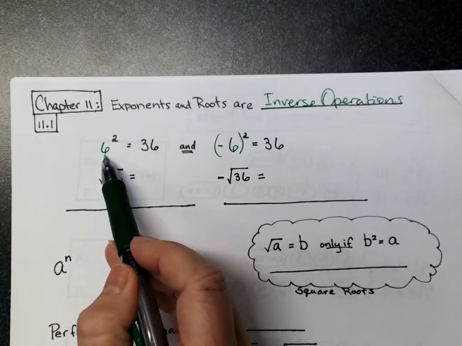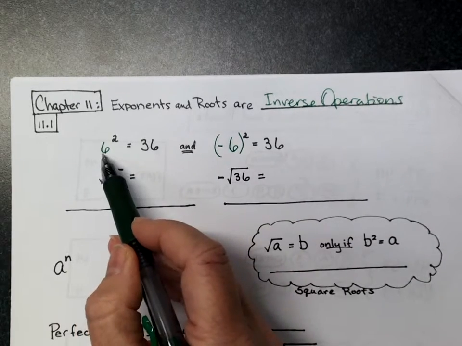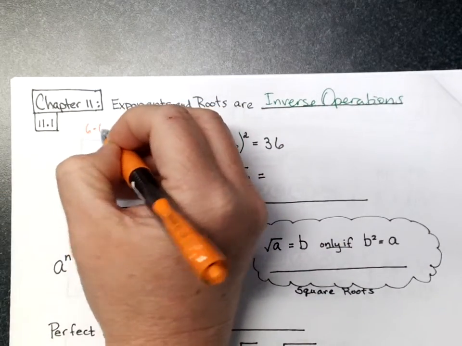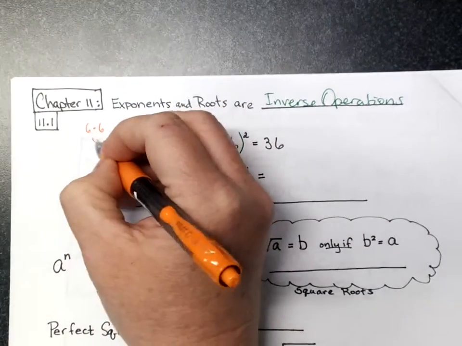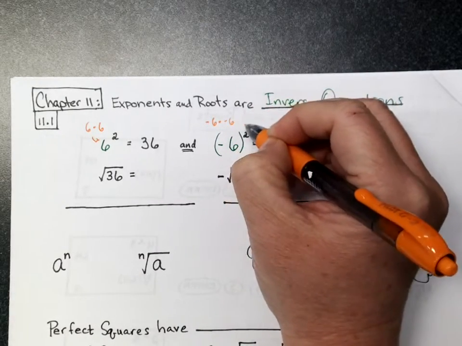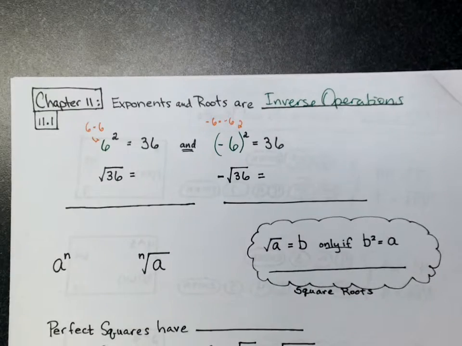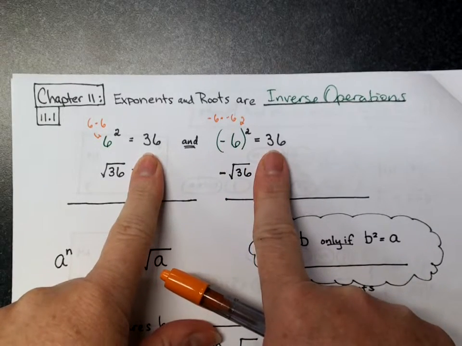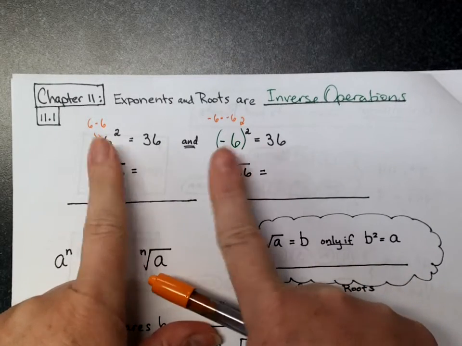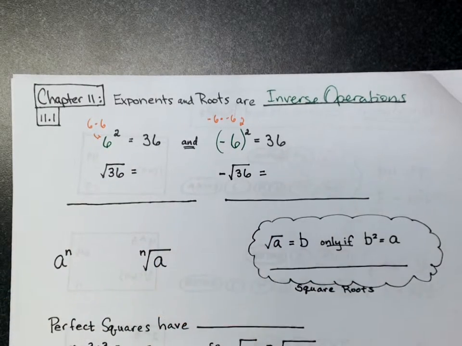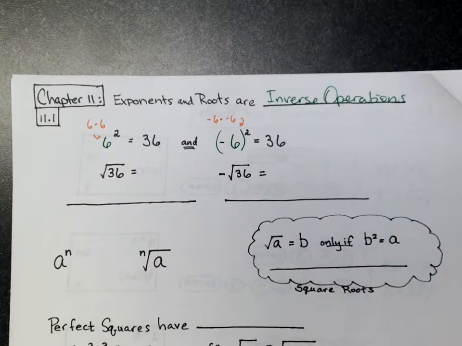Not a problem if your base is positive. If your base is, this means 6 times 6. Okay? This means 6 times 6. This right here means negative 6 times negative 6. Right? And what is a negative times a negative? Positive times positive is positive. Negative times negative is positive. Okay? So this is a factor twice, 6 times 6. This is a factor twice, negative 6 times negative 6. Either way, you get a positive answer.